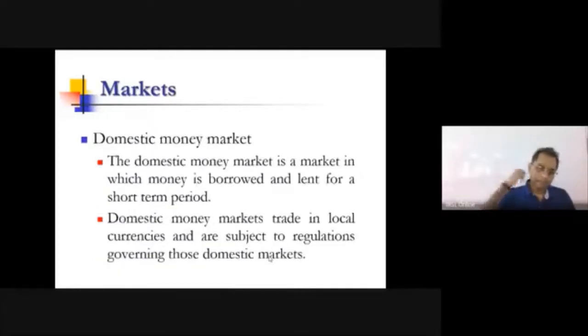So domestic market. Like I said, a domestic market is a market in which money is borrowed and lent for a short period of time. Yeah, so this is obvious. Domestic markets trade in a local currency and are subject to regulations governing those domestic markets.